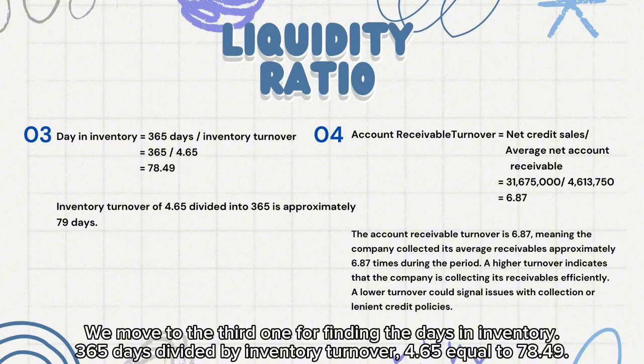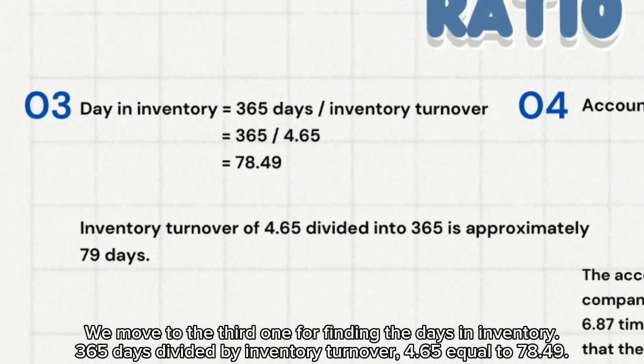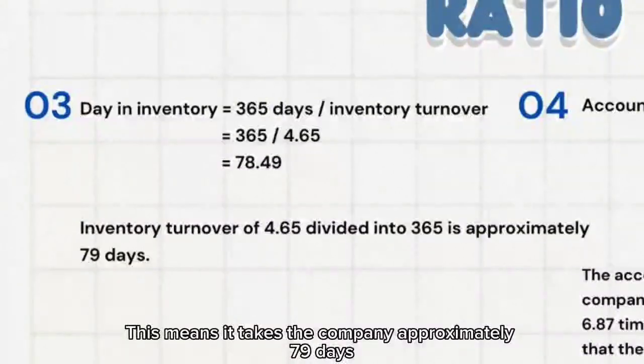We move to the third one, which is finding the days in inventory. 365 days divided by inventory turnover 4.65 equals 78.49. This means it takes the company approximately 79 days.